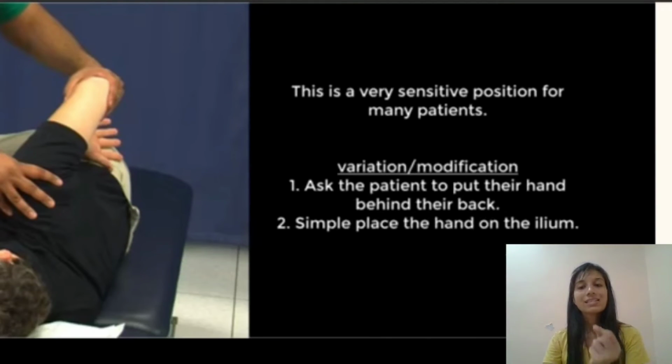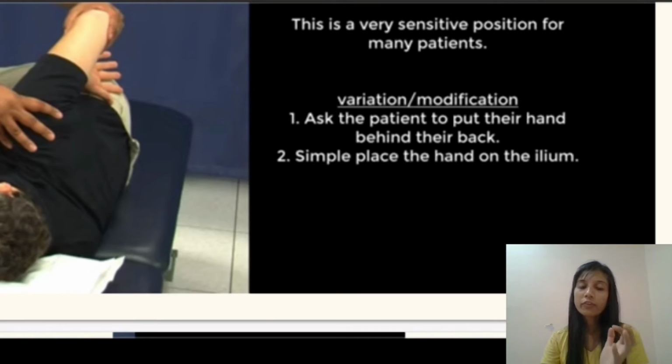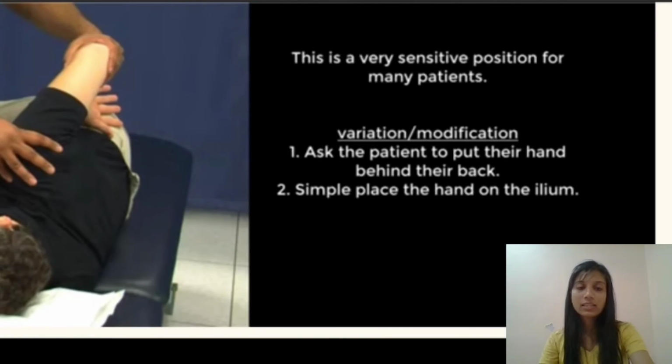This is a very sensitive position for many patients. We can go further for variations and modifications. Ask the patient to put their hand behind their back. Simply place the hand on the ilium. You can see in this image also.